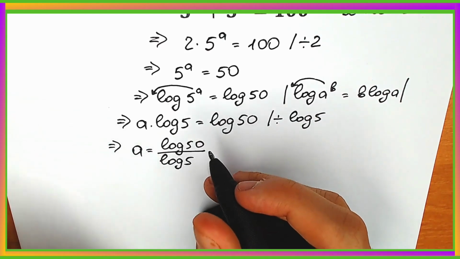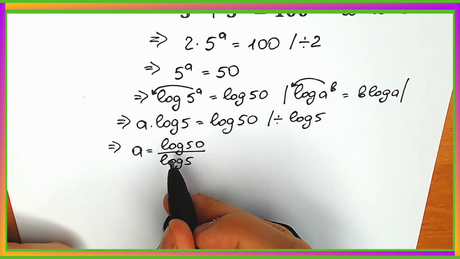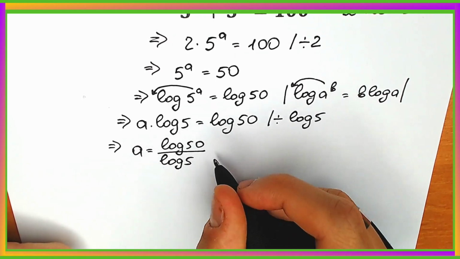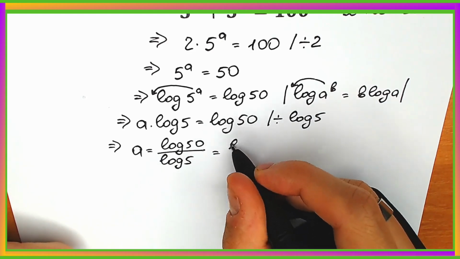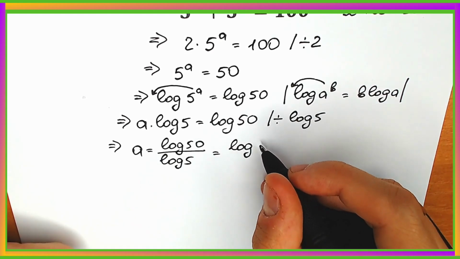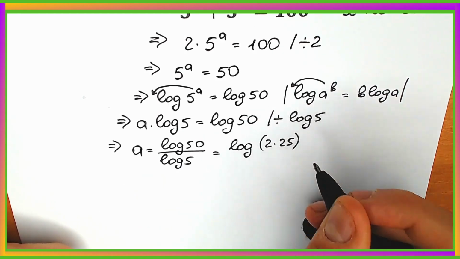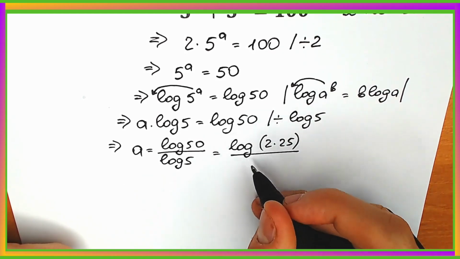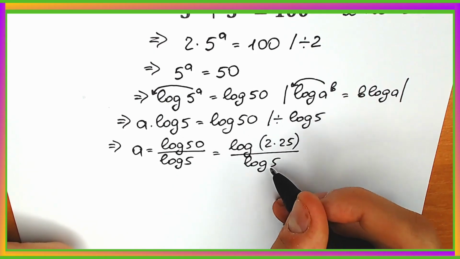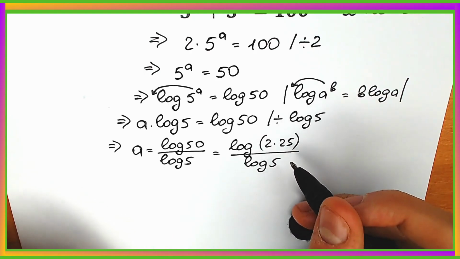A lot of students might be saying this is the final answer, and I agree with it, this is a final answer, but we can simplify this a little bit. Because we have log 50, we can write it as a product. We can write log of 50 as 2 times 25, over log 5. A lot of students may be asking, why can we express this 50 as 2 times 25?